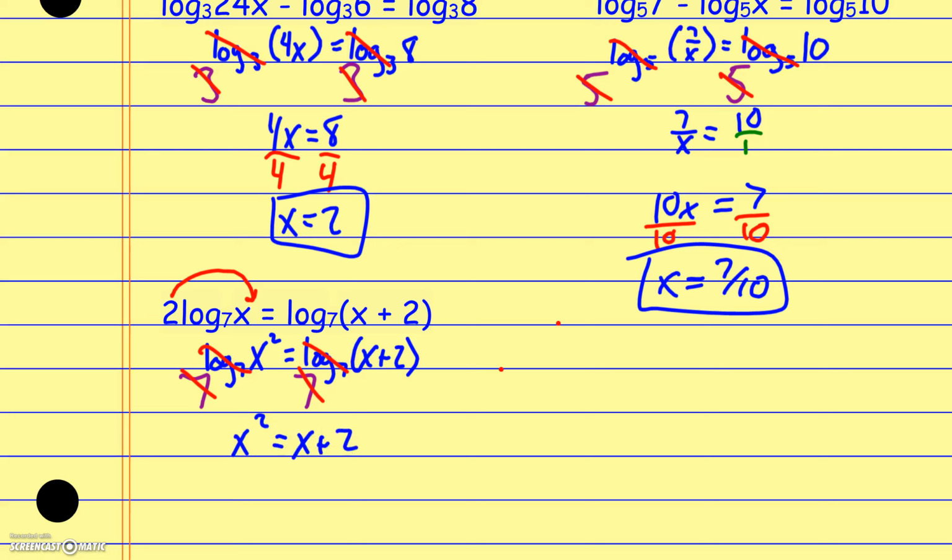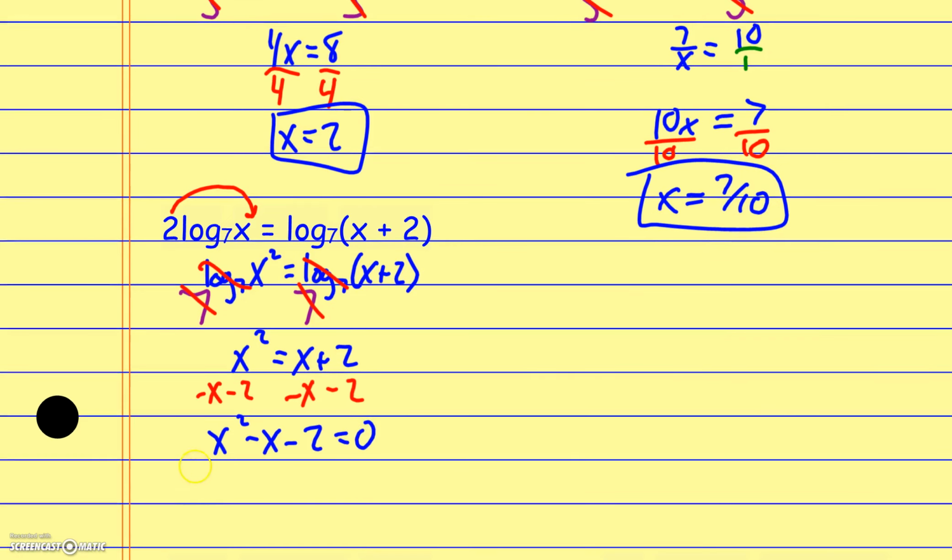Again, this is a quadratic, so I want to get everything on the same side of the equation, so I'm going to subtract the x and the 2 from each side. So I end up with x squared minus x minus 2 equals 0. And I'm just going to solve by factoring. So I build a bridge. This is going to factor into an x minus 2 and an x plus 1.